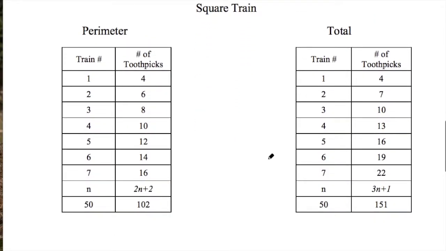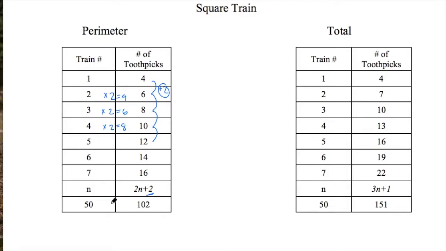For the square train, the perimeter goes 4, 6, 8, 10, 12, and we see this adding 2 pattern over and over again. Because there's an adding 2 pattern, as we talked about with ratio tables way back, we're going to see a multiplying by 2 factor. But if we multiply the train number by 2, we don't get the total number of toothpicks. Each time, if we multiply the train number by 2, we actually get 2 less than the toothpicks. So we need to tack on a plus 2 to make our formula work. So 2n plus 2 is the formula for the perimeter toothpicks for the square train.